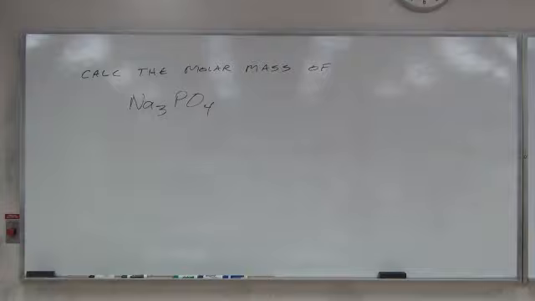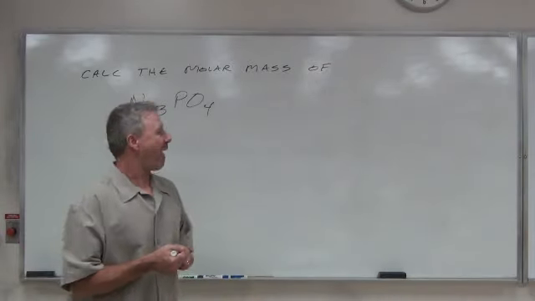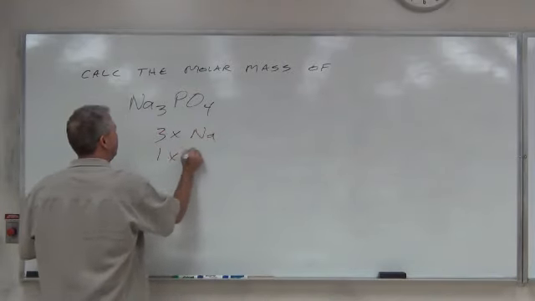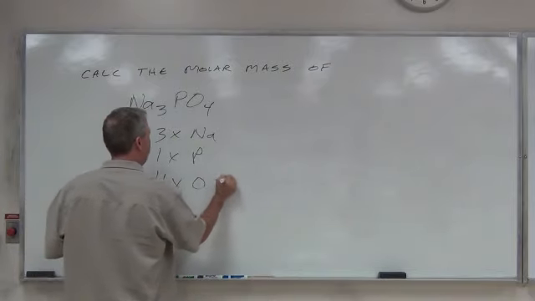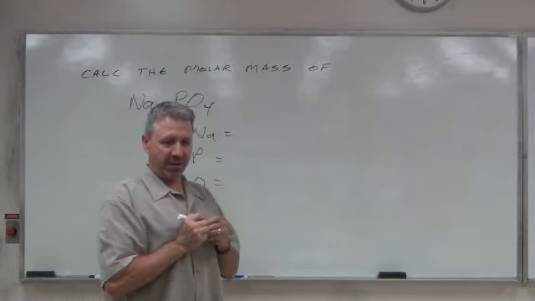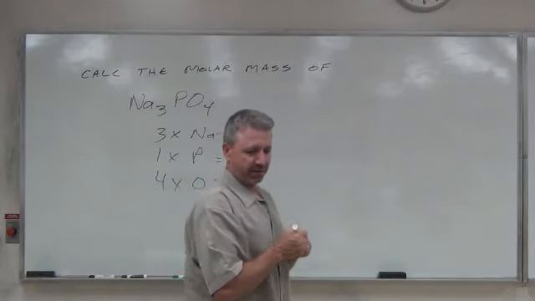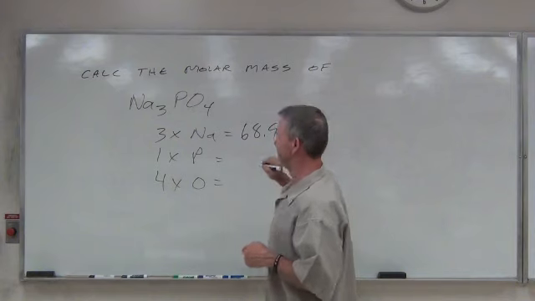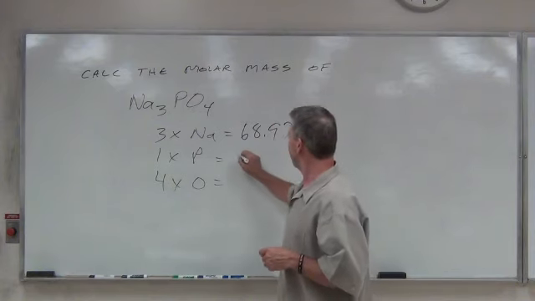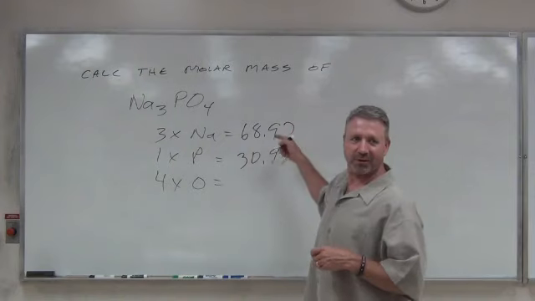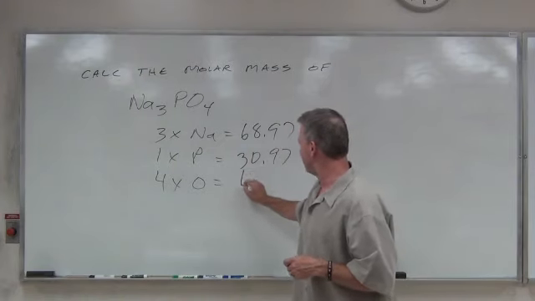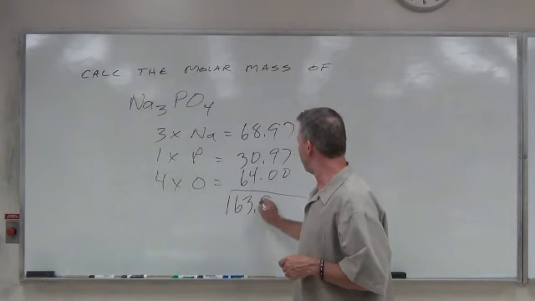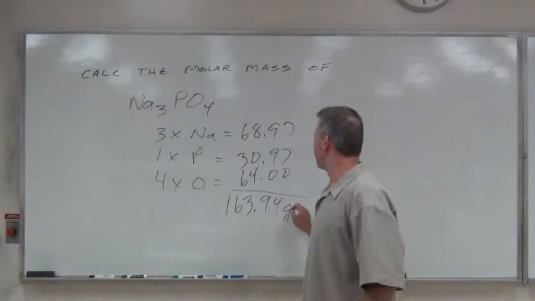Big one? What is it? 163.94 grams per mole? It's going to be 3 times sodium, 1 times phosphorus, 4 times oxygen, right? So 3 times sodium is 68.97. Phosphorus is 30.97. Oxygen is 64. So we add that up and we get what? 160.94 grams per mole.